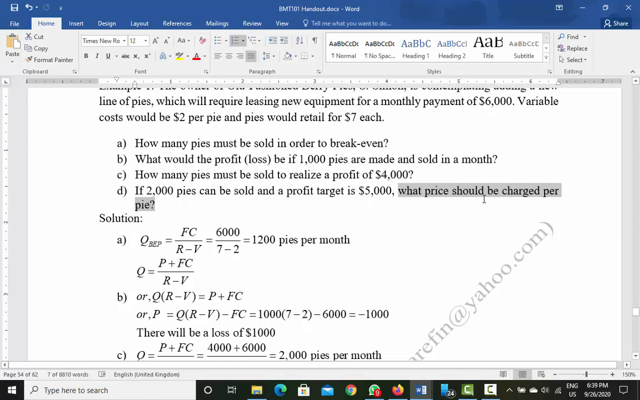That means what should be the revenue per unit of pie? That means we need to find out the value of R, revenue per unit or price per unit. Price per unit means revenue per unit. So we need to find out the value of R.